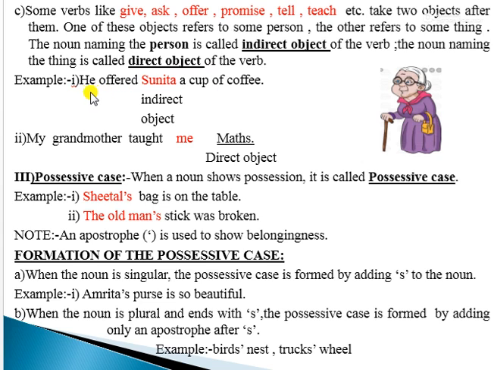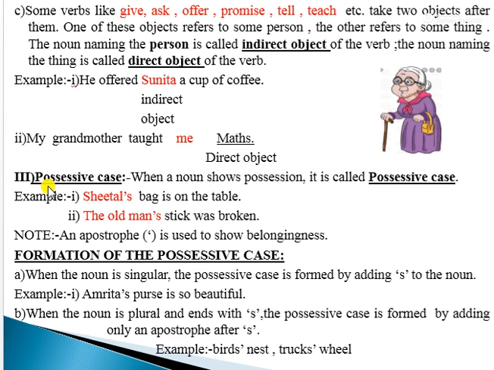Let's see the example. Number 1. He offered Sunita a cup of coffee. Here, Sunita comes in the object and it is the name of a person. So, it is an indirect object. Example 2. My grandmother taught me maths. Here, there are two objects, me as well as maths. Me is a person, so it is an indirect object. But maths, it is a thing, so it is called direct object.